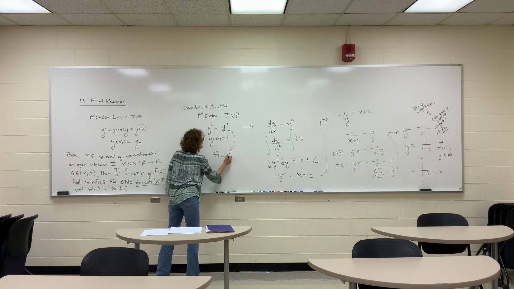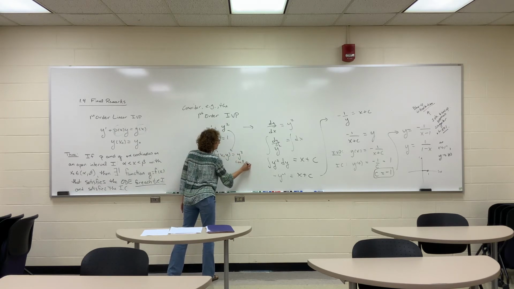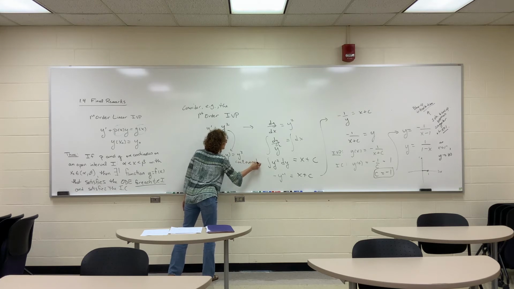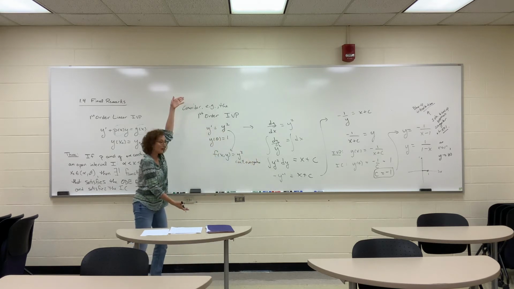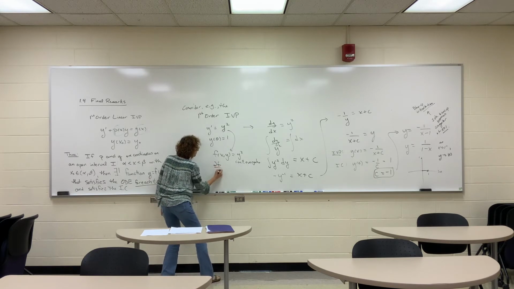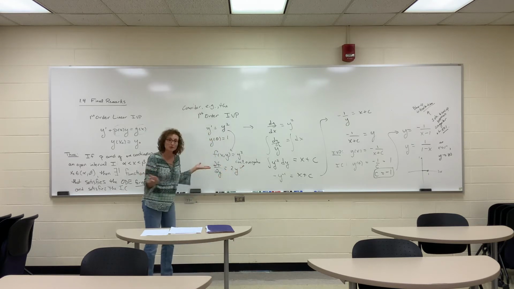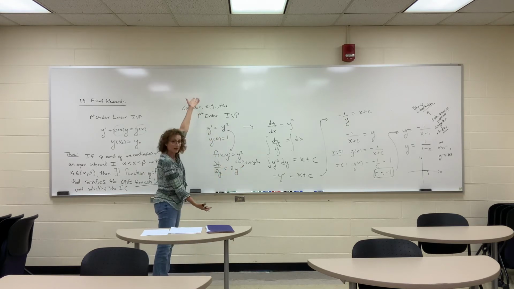F of x and y is y squared. That's continuous everywhere, right? Y squared is continuous for all x's and for all y's. So if you think about our rectangle that was up there, and then what's partial f, partial y? Just 2y. Also continuous everywhere, right? For all x's and for all y's, yeah?